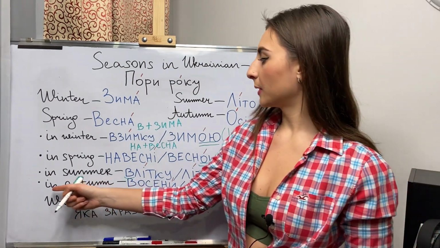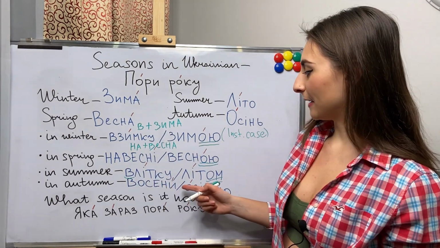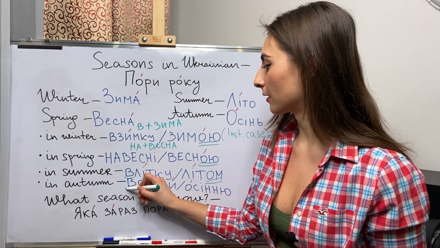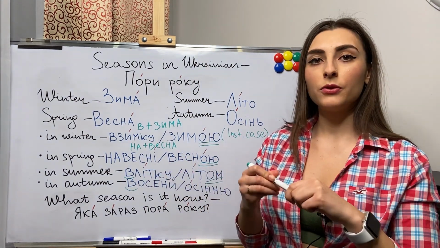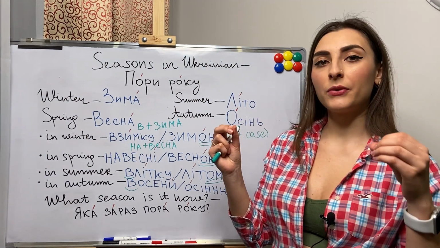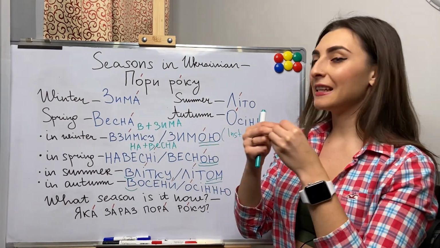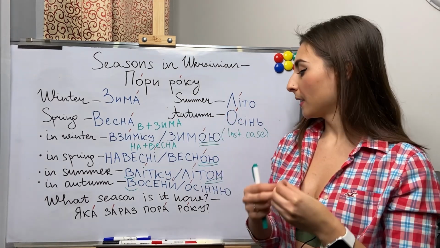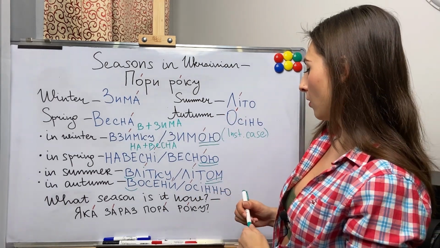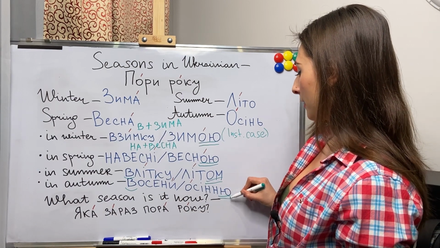Okay, and the last one, in autumn or in fall. Восени, one word, and you can see here also the preposition в that we add to the word осінь, we connected it, and we have one word восени. Восени means in autumn. Or осінню. This is also instrumental case.